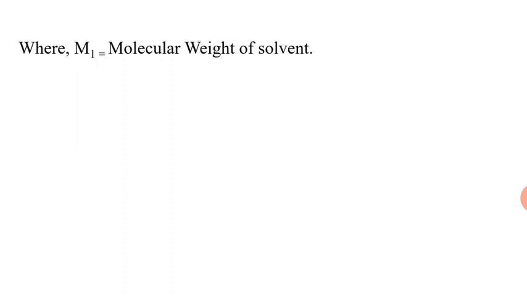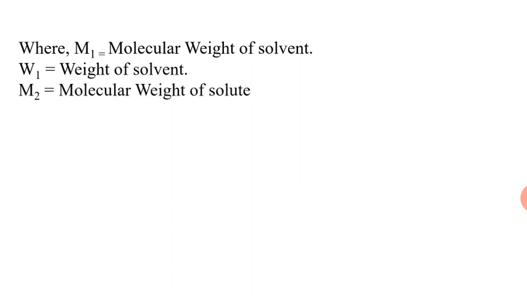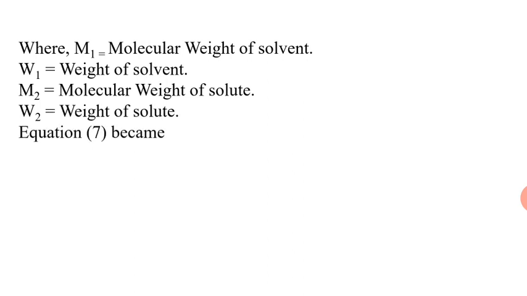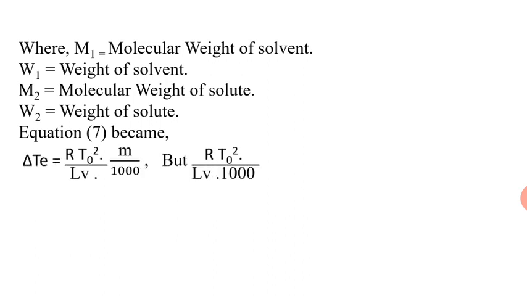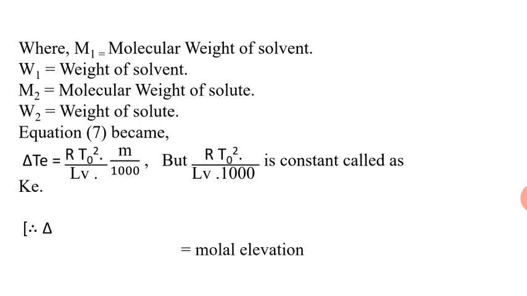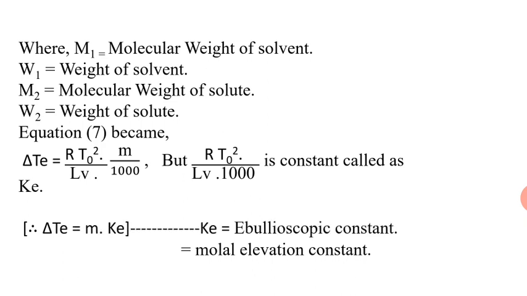Here M1 is the molecular weight of solvent, w1 is the weight of solvent, M2 is the molecular weight of solute, and w2 is the weight of solute. Equation 7 becomes delta T is equal to R T0 square upon Lv into m upon 1000. But R T0 square upon Lv into 1000 is a constant known as Ke. Therefore, delta Te is equal to m into Ke, where Ke is the ebullioscopic constant or molal elevation constant.